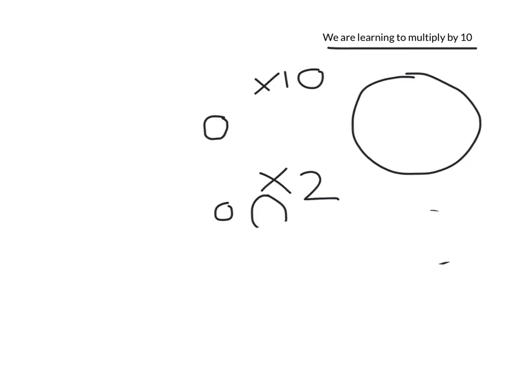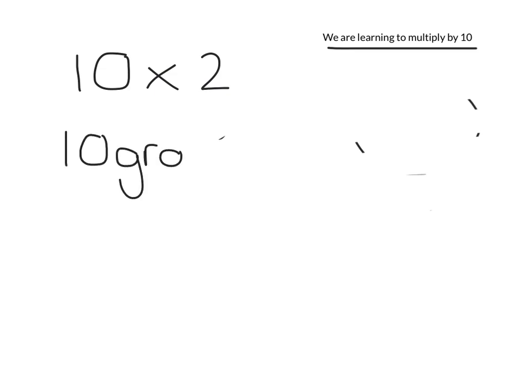Alright, let me show you another way. So here's an example. If I times 10 times 2, what I'm trying to find out is what 10 groups of 2 are. And when I draw it, it's going to look like this.